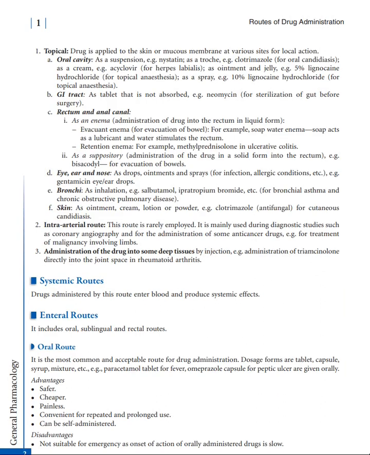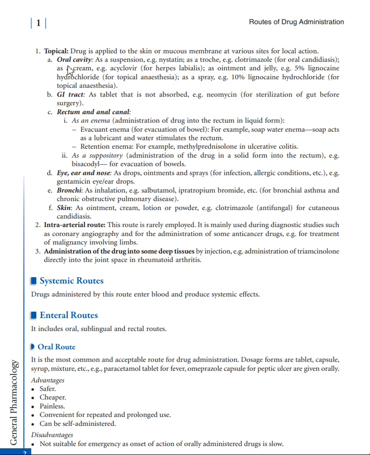Seeing further classification ahead. Now, the local routes has the first classification, that is topical. There are three subclassifications of local routes. First is the topical, second is the intra-articular route, and third is the administration of the drug into some deep tissues. So let's see what topical is. Topical is something that is applied on your skin or mucous membrane, and the local action is provided by that drug at the site of application. A local action is provided where the drug is applied.